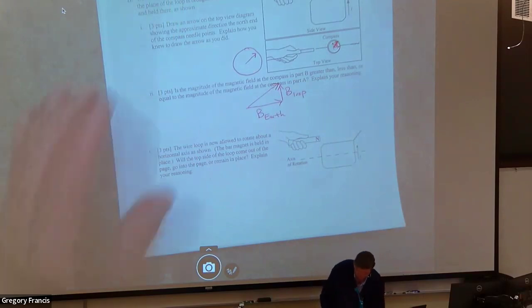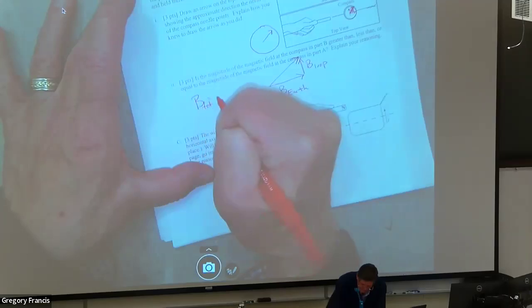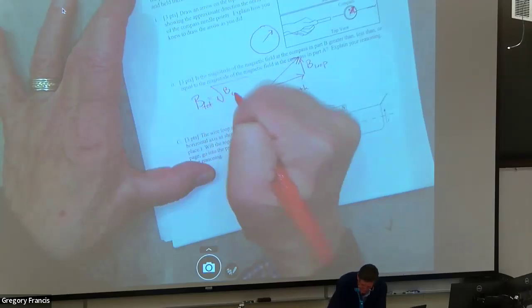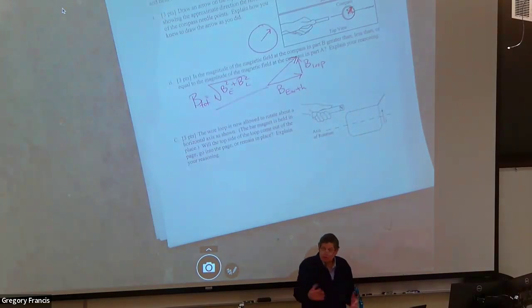Okay, and you could say B total is going to be the square root of B Earth squared plus B loop squared as your justification, but you don't have to justify it because you're taking a multiple choice test.